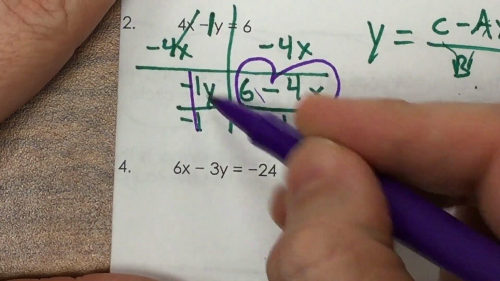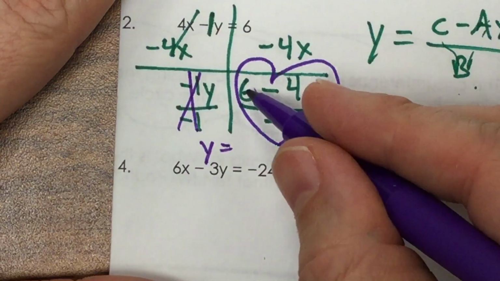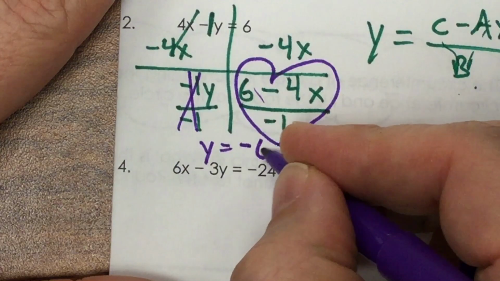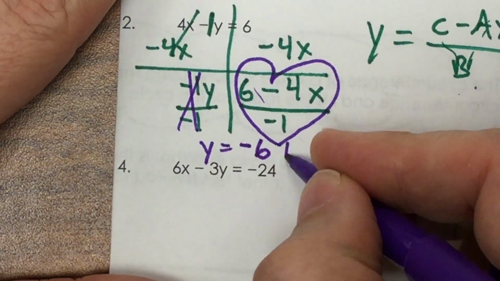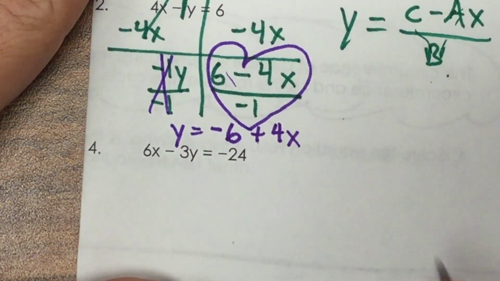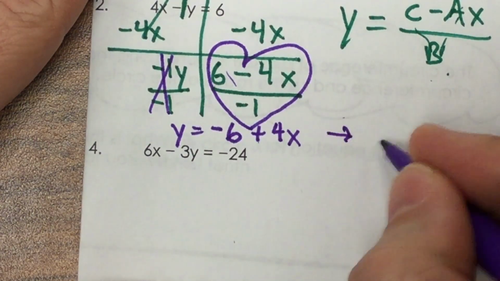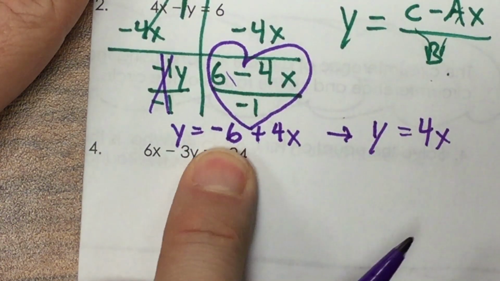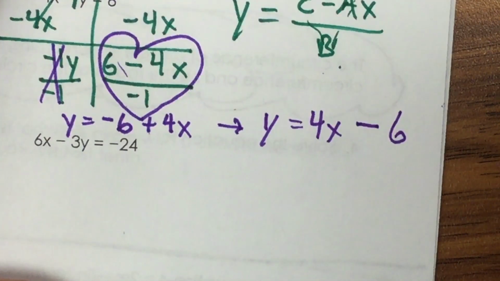Since I'm in purple, I'll go purple here. So that cancels. Y is by itself now. 6 divided by negative 1 flips the sign to negative 6. Negative 4x divided by negative 1 flips that sign to positive 4x. So that's the answer, unless, of course, you want to write it in mx plus b form, which would be y equals 4x, I put him in front, minus 6. The negative can now be read as a subtraction sign right there.